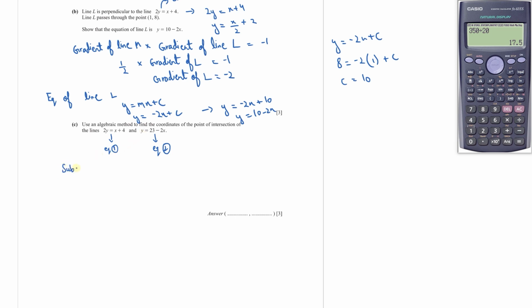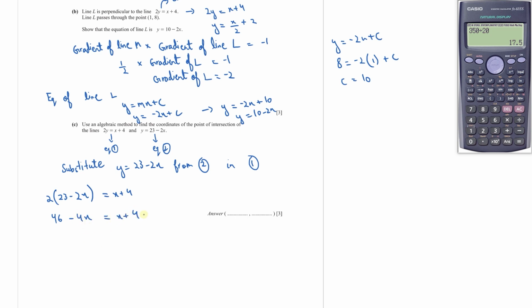So substitute y equals 23 minus 2x from equation 2 in equation 1. If I substitute y, 2y will become 2 into 23 minus 2x equals x plus 4. If I open this bracket, I will get 46 minus 4x equals x plus 4.